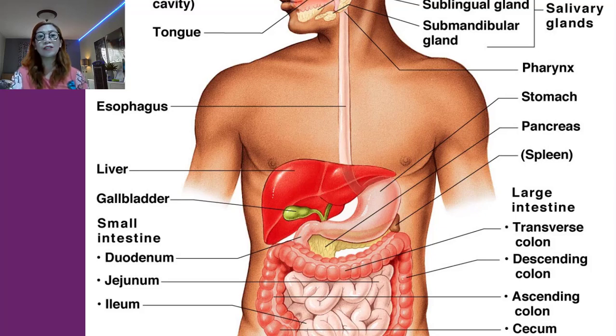The mucosa is the innermost layer, a moist membrane that lines the cavity, or lumen, of the organ. It consists primarily of a surface epithelium plus a small amount of connective tissue, which is the lamina propria, and a scanty smooth muscle layer.